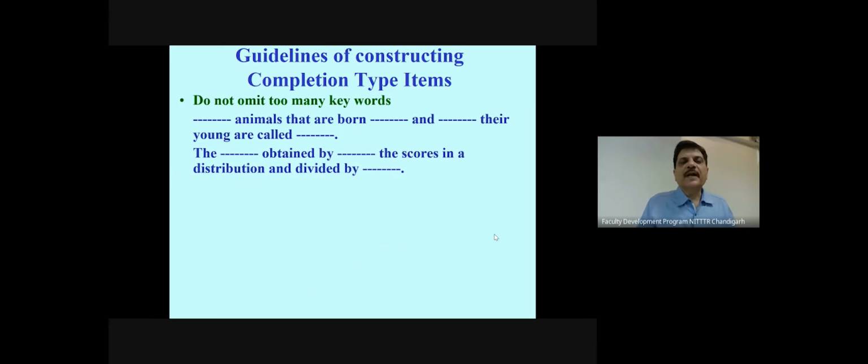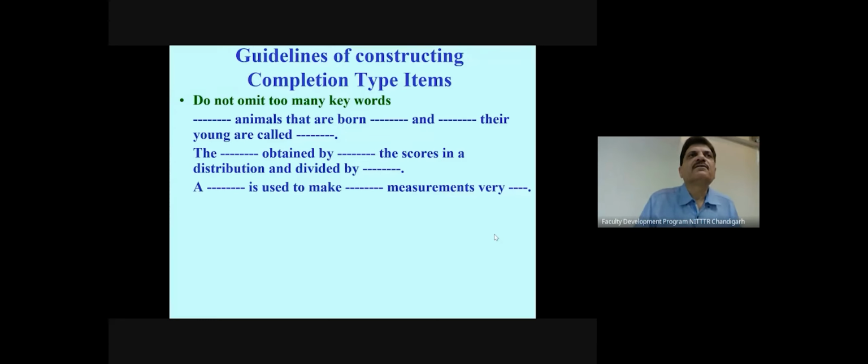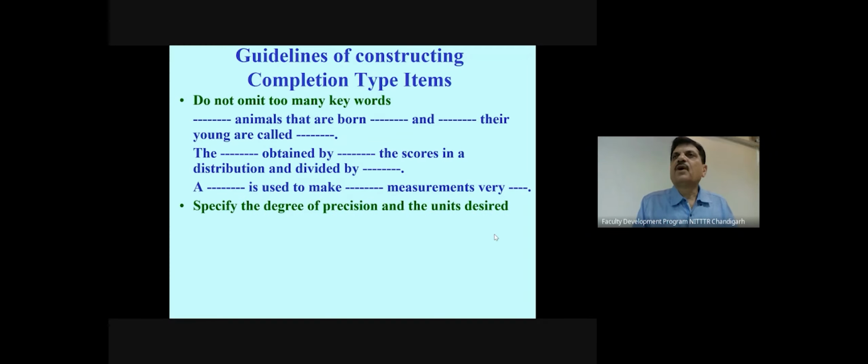The dash is obtained by dash the scores in a distribution and divided by dash. ये मैंने पुराने क्वेश्चन पेपर में से उठाए हुए हैं. The mean is obtained by adding the scores in a distribution and divided by number of scores. तो हालांकि वर्ड्स कितने सारे आ रहे हैं आंसर में और ब्लैंक एक ही है. A dash is used to make dash measurements very. Theodolite is used to make angular measurements very correctly. So again, specify the degree of precision and the units desired.